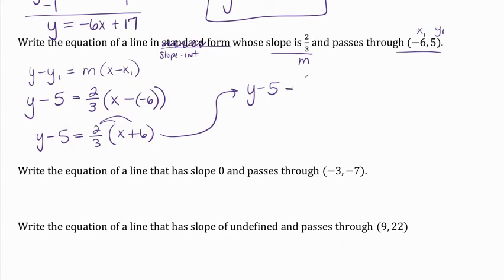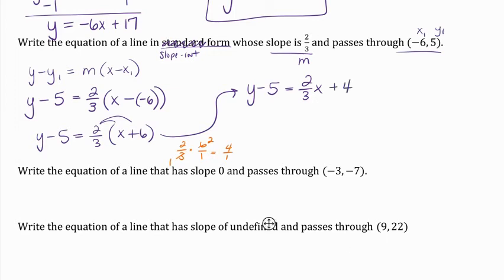2/3 times x, that's 2/3 x. And then if you have to, write this out as a separate problem. So 2/3 times 6, I can put 6 over 1. I can cross cancel the 3 and the 6 there. That becomes a 1, that becomes a 2. So then we get 2 times 2 is 4 over 1. So that's just 4, right? So it'll be 2/3 x plus 4.